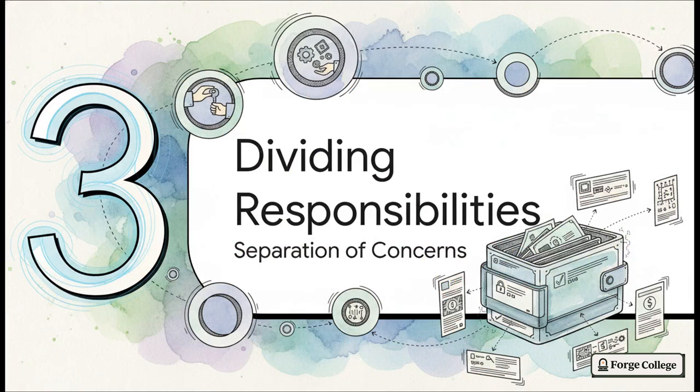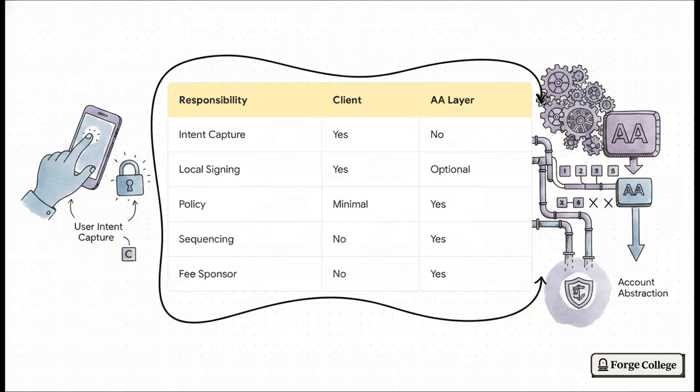Section 3. Dividing responsibilities, or the separation of concerns. Now that we know our rings, how do we actually assign the day-to-day jobs in this blueprint? And this brilliantly illustrates just how clean that division is. The wallet client handles user intent capture and local signing. And honestly, that is its entire world.